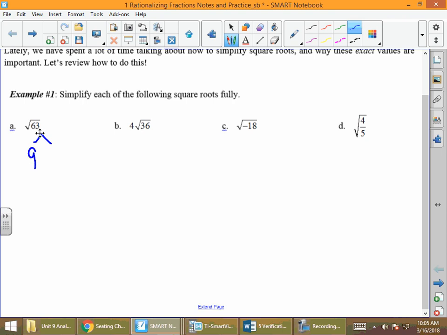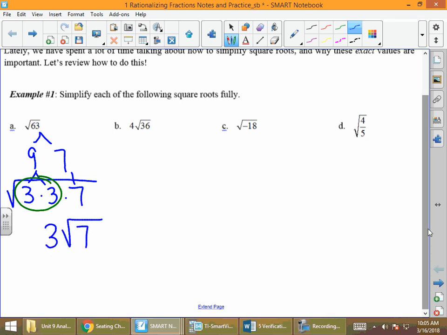The first ones that come to my mind are 9 times 7. And then rewrite these. 9 is 3 times 3. We can't do anything to 7. And what we're looking for is two of the same value to take out 1. Two 3s. We're going to take out one 3. And when we simplify, we get 3 times the square root of 7.